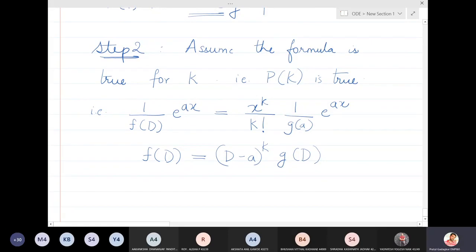Step 3 of induction. Prove P(k plus 1). To show.